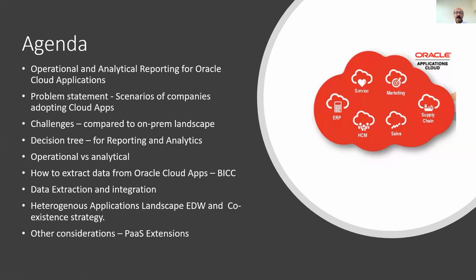So we'll look at the problem statement, especially when we go to cloud applications, what are the limitations, what are the differences from the on-prem world. Then we'll talk about a decision tree of how do you meet all your reporting needs in the enterprise landscape. We'll look at different ways to extract data. FAW has one way of extracting the data from the cloud application because it's like a SaaS application, it's all built in. But if you have to build customizations, how do you do that? How do you extract the data from cloud applications?